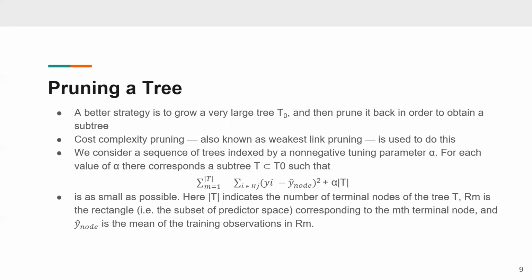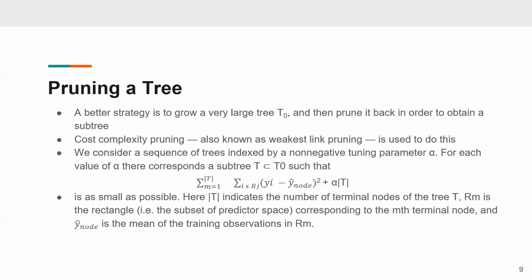A better strategy is something called pruning. What you do is you start by growing a very large tree T0 and then prune it back in order to obtain a subtree. So instead of just growing your tree without considering anything, that strategy is kind of greedy without achieving an optimal solution. Here, a better solution would be to start with a very large tree T0 and then prune it back in order to obtain a subtree. Of course, cost complexity pruning, also known as weakest link pruning, is used to do this. So which link you want to prune, throw away, basically.